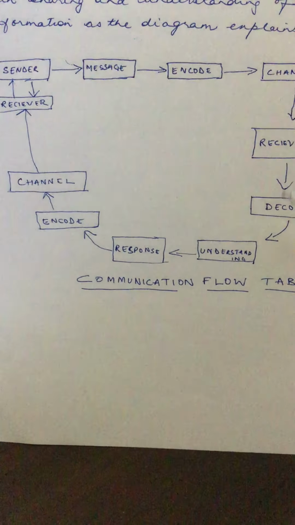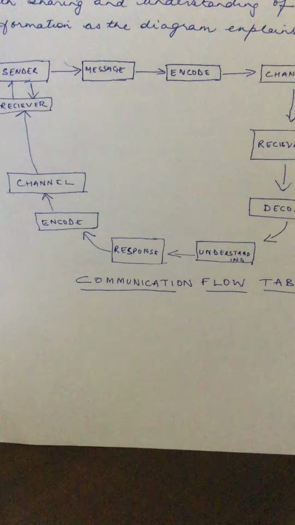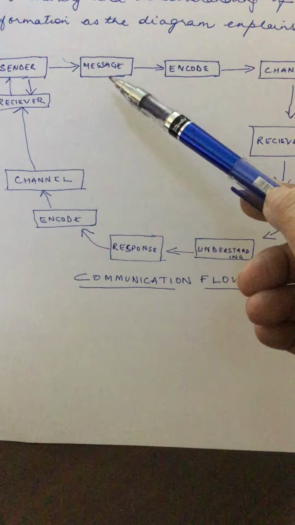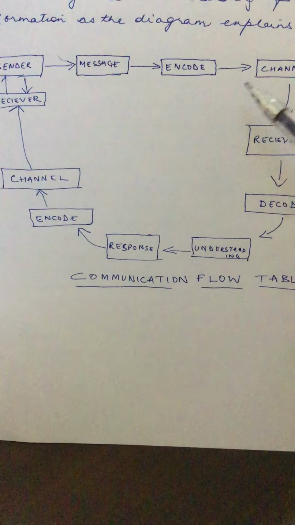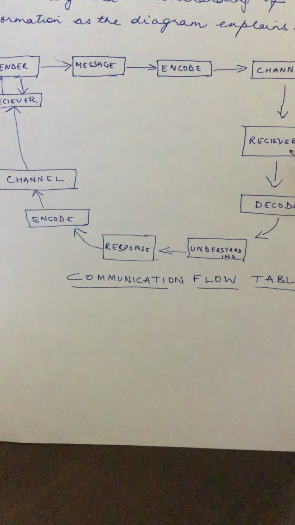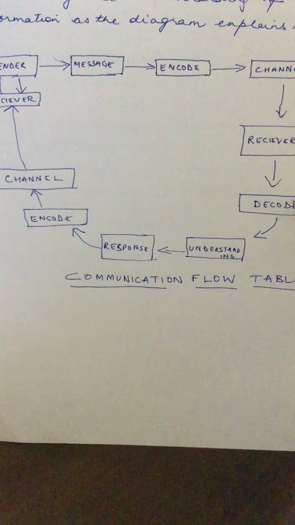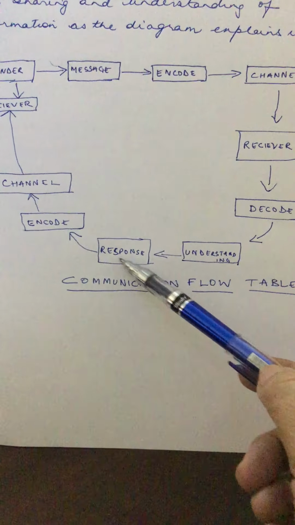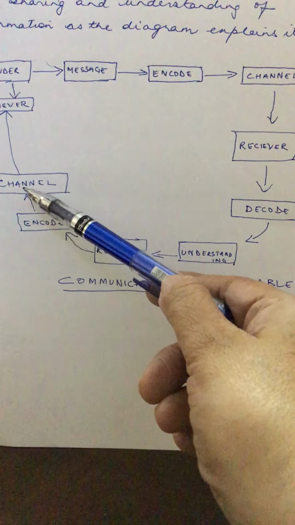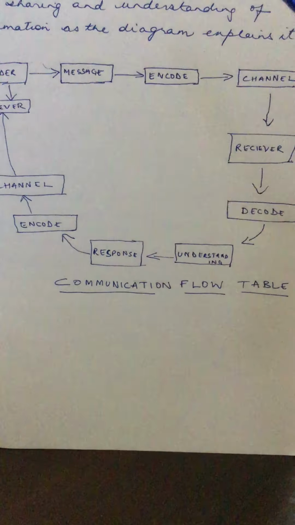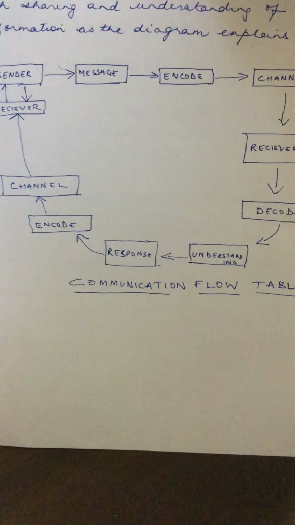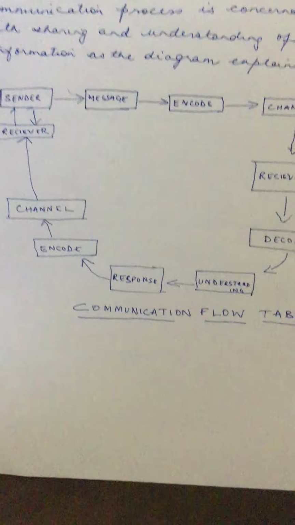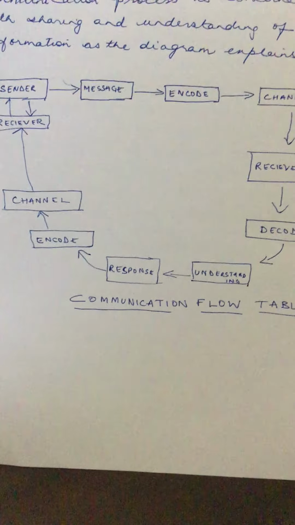So this is how the whole circle, the communication flow table works. Sender has a message, he encodes it, decides on a channel, reaches the receiver, who decodes it according to his understanding, gives his response, which is again encoded, goes through a channel, and reaches the receiver, who at this time is the sender cum receiver.